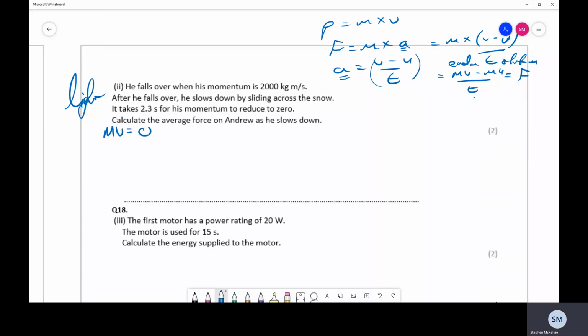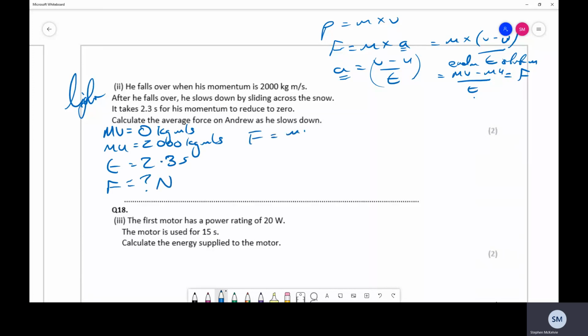mv is his end momentum. That's going to equal 0 kilogram meters per second. mu was start velocity, so that's 2,000 kilogram meters per second. Time taken is 2.3 seconds. What is the force in newtons?